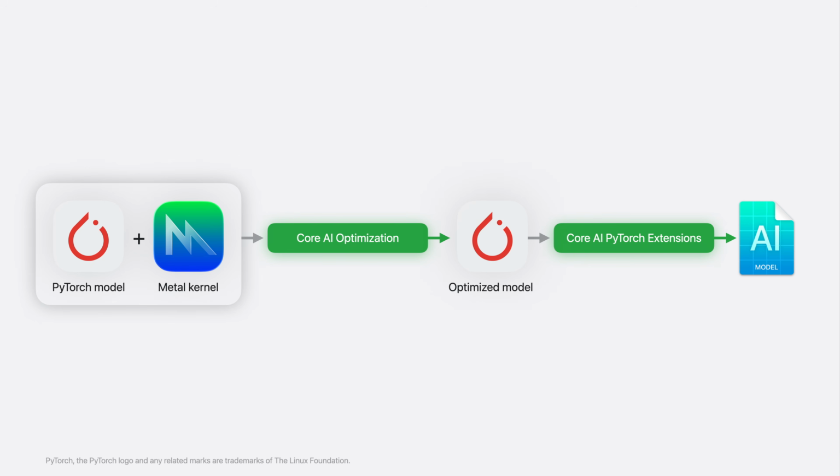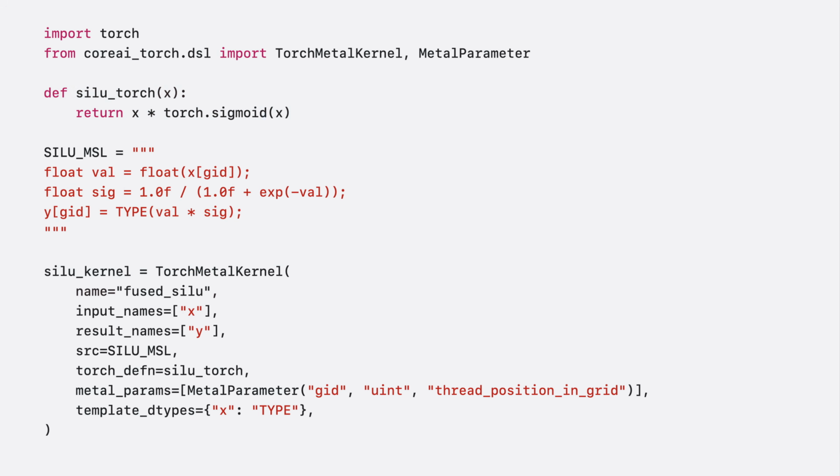Let me show you what that looks like in code. First, I define a PyTorch reference for our example, a standard sigmoid linear unit, or SiLU. It's a common activation function used in generative transformer models. This is what Torch export sees during tracing. Below that, I implement the actual Metal kernel in MSL. This is a simple element-wise kernel, one thread per element, that computes the fused activation directly on the GPU.